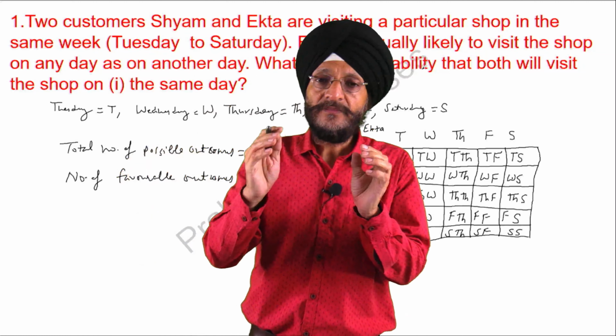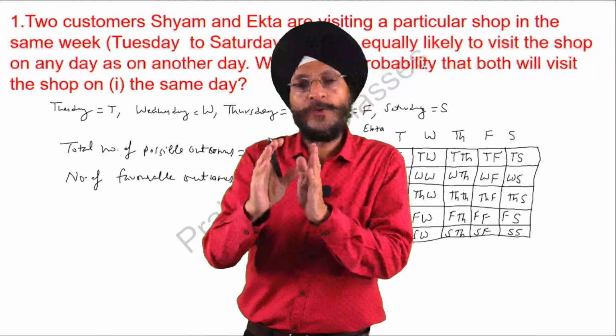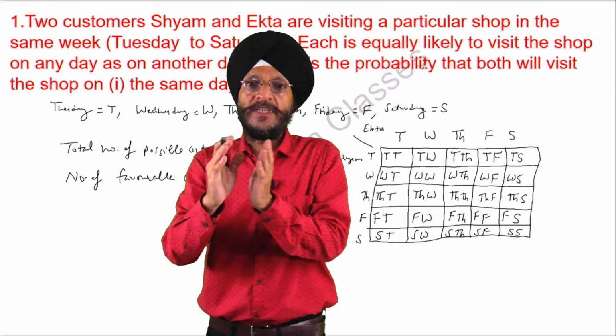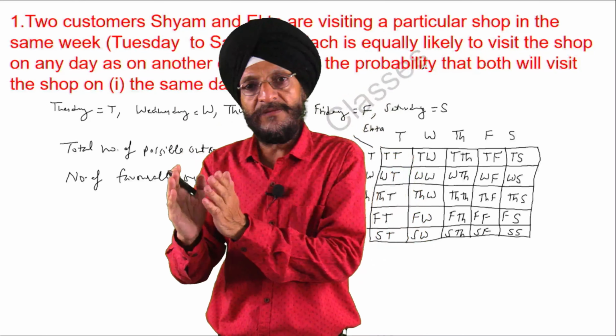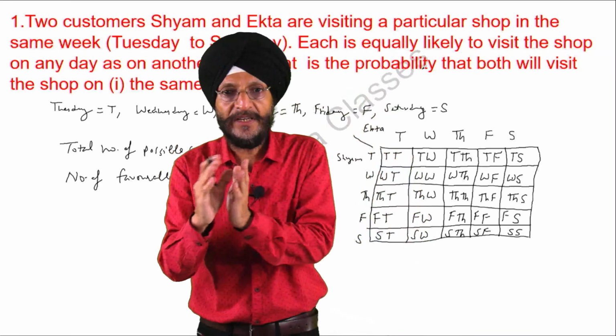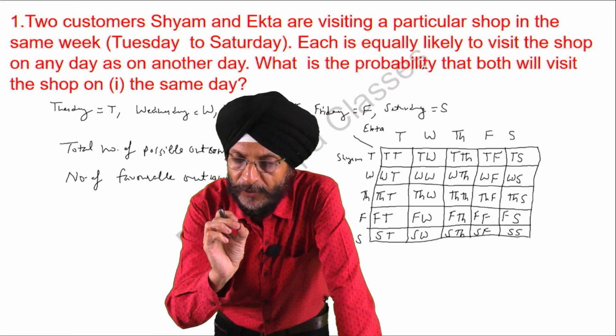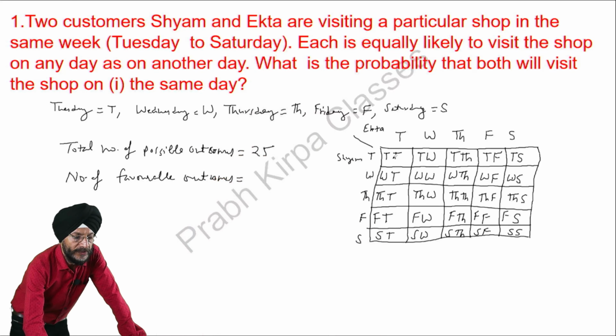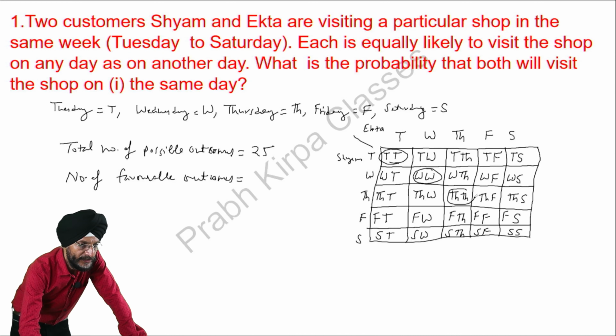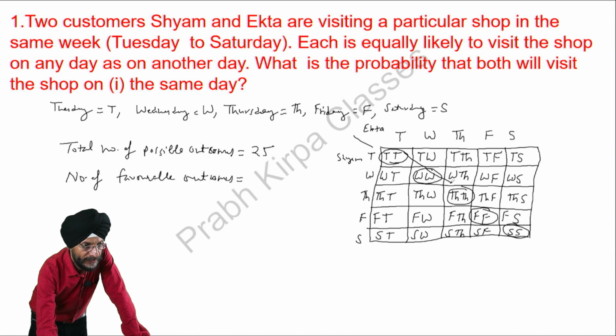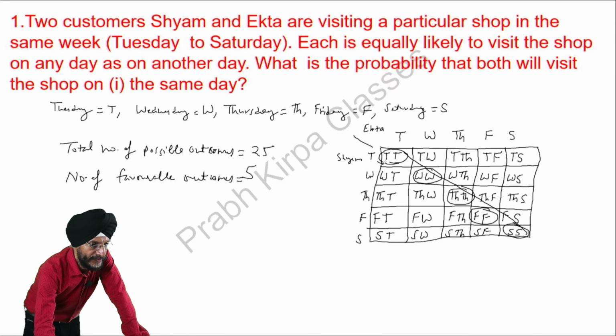That is, suppose Shyam visits on Tuesday, Ekta also visits on Tuesday. If Shyam visits on Wednesday, Ekta Wednesday. If Shyam Friday, Ekta Friday. So these are the same days. We will count the number of days which are the same for both Shyam and Ekta. You can find that these are Tuesday-Tuesday, Wednesday-Wednesday, Thursday-Thursday, Friday-Friday, Saturday-Saturday. These are the 5 outcomes.